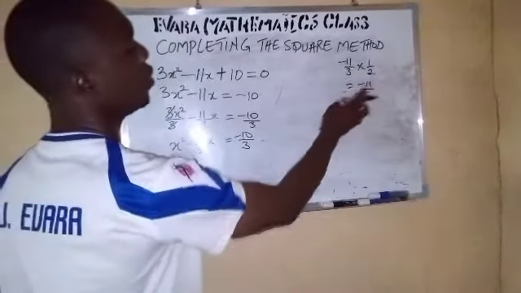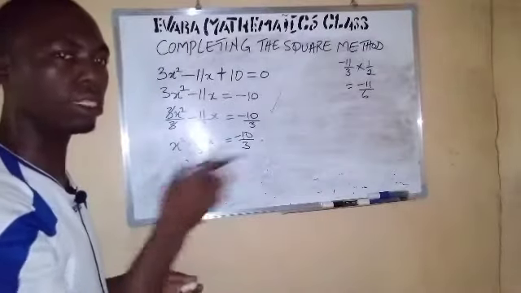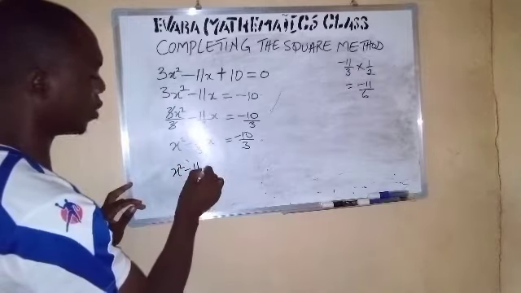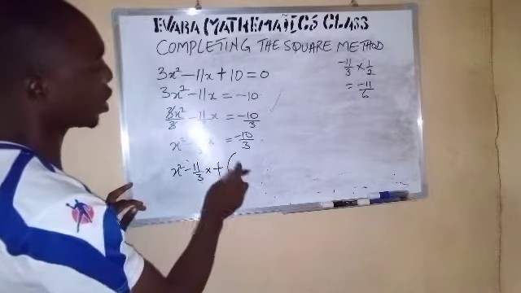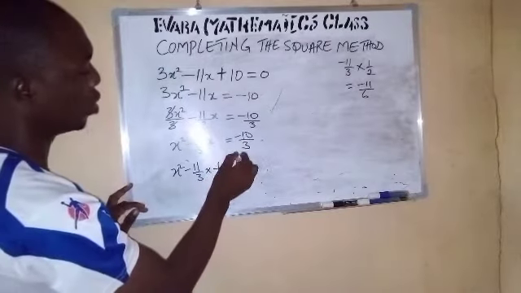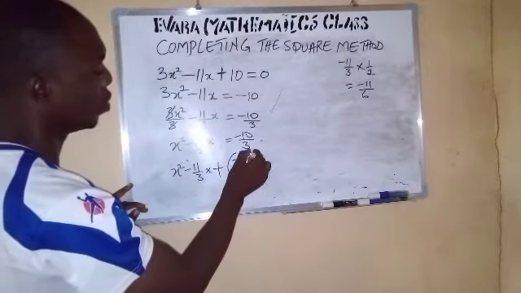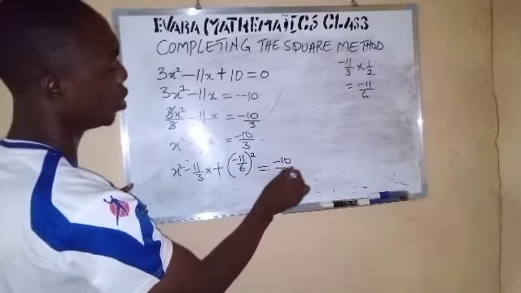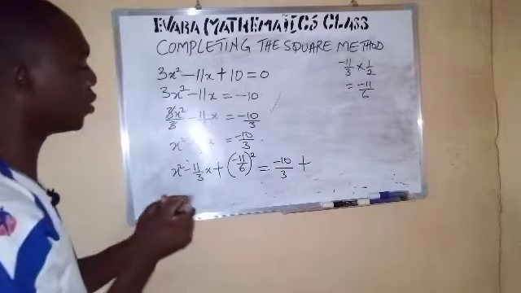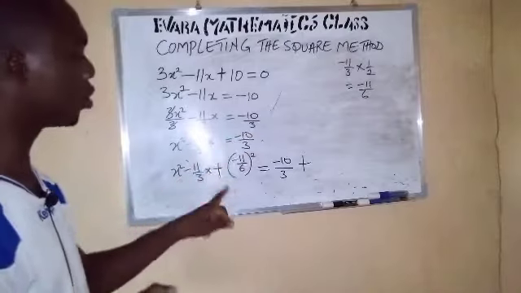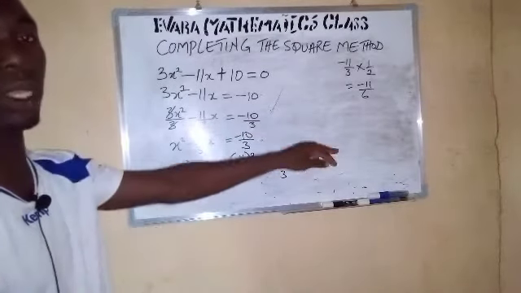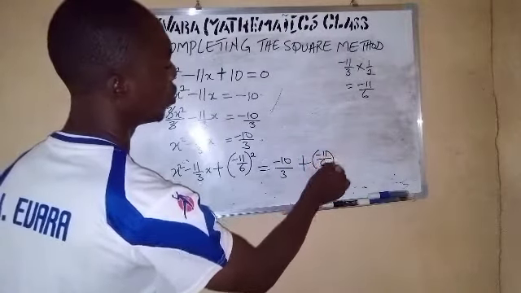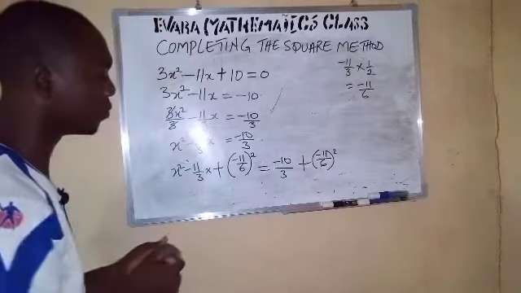So when you get this result, you will now square it and add to both sides. So you now have x squared minus 11 over 3x plus, in bracket, minus 11 over 6 squared is equal to minus 10 over 3 plus, don't forget that we said this expression is equal to this. So whatever we add to the left hand side must be added to the right hand side. So we are going to add minus 11 over 6 squared to the right hand side also.